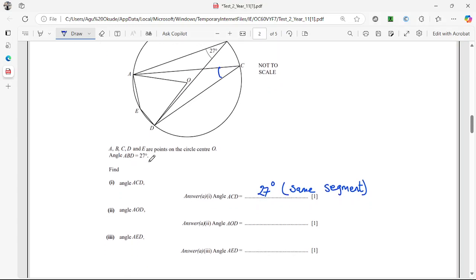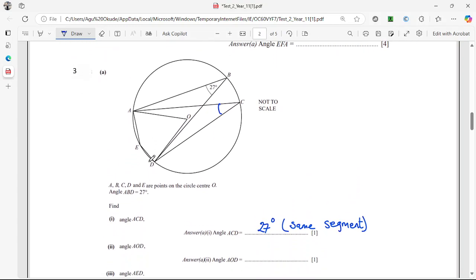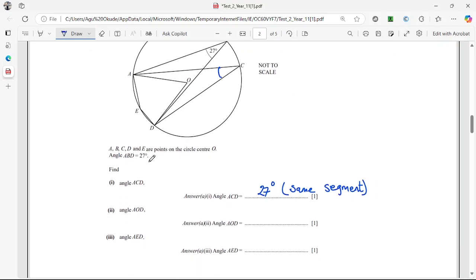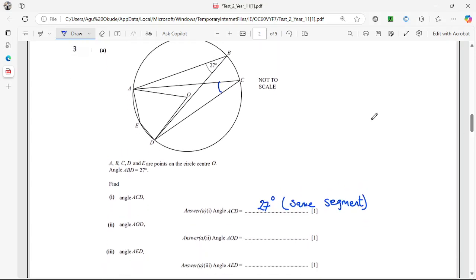Then now let's get AOD. Angle AOD, so let's mark AOD. I have AOD, that's the angle here. Now don't forget the angle at the center. This is the arc here, right? My arc here is arc AD.